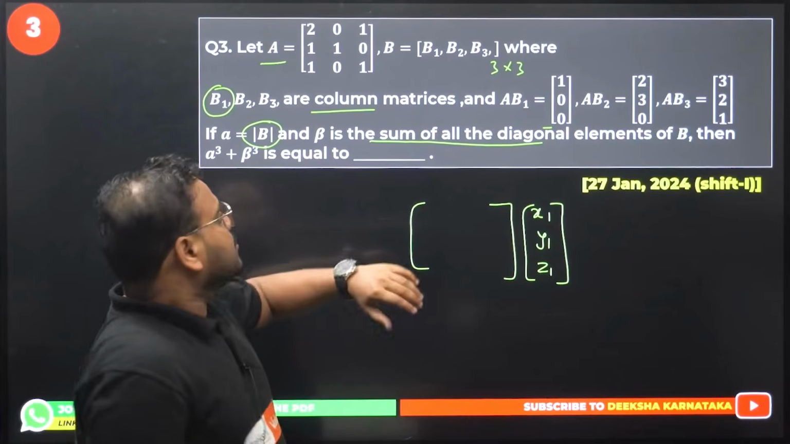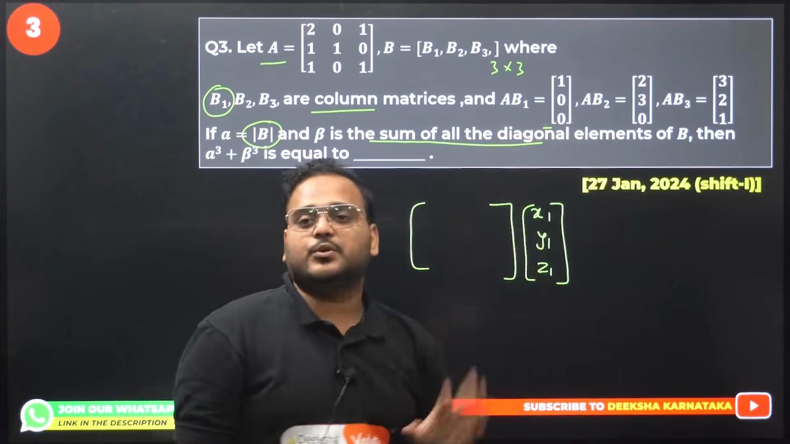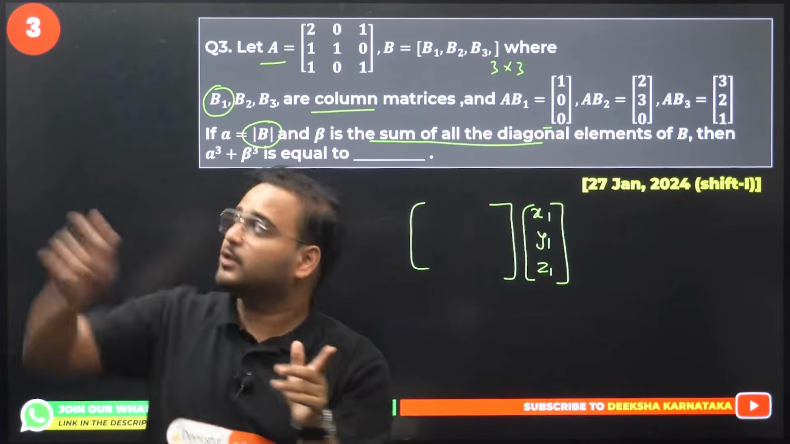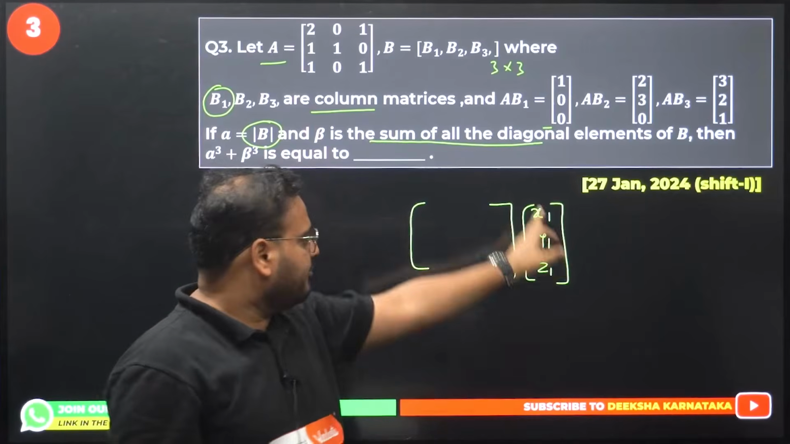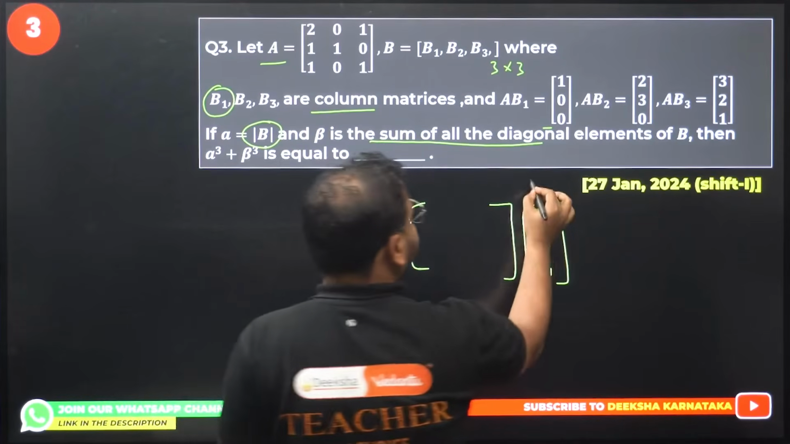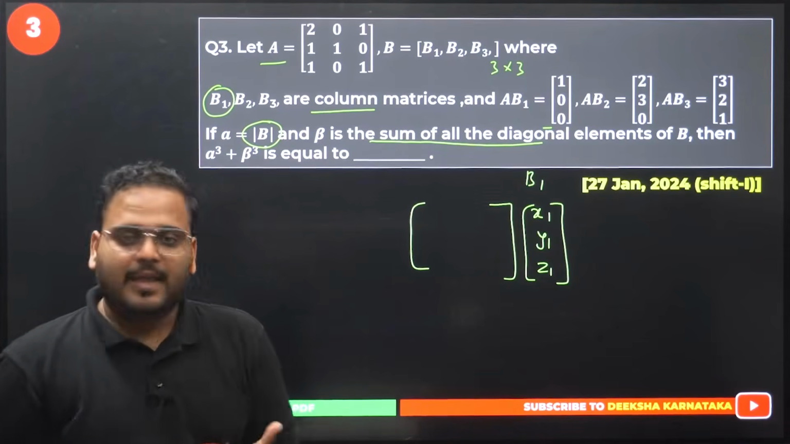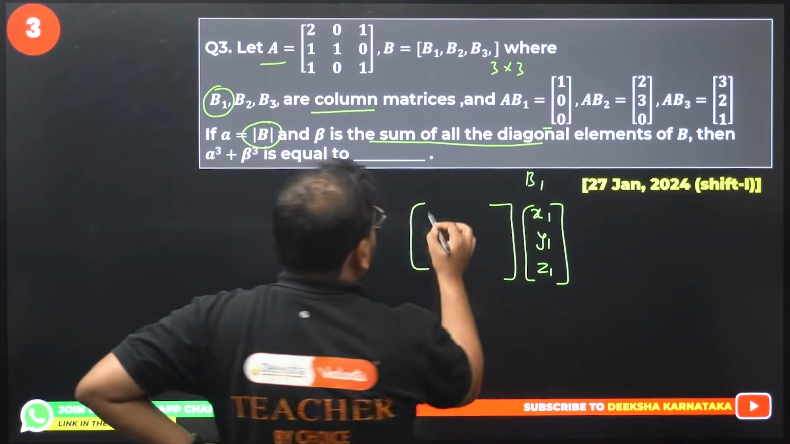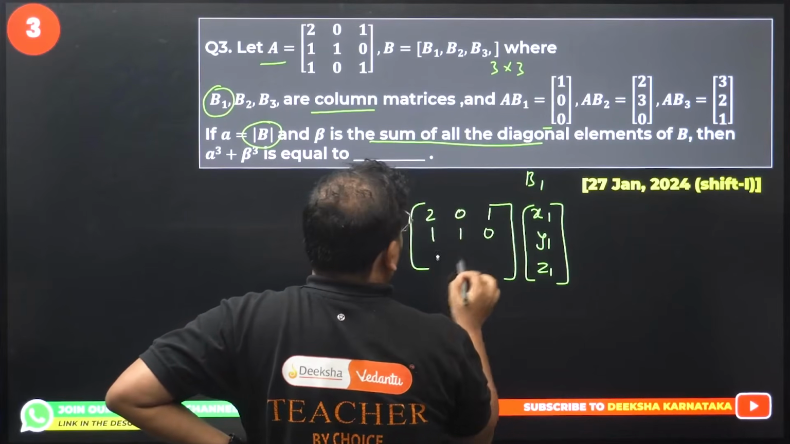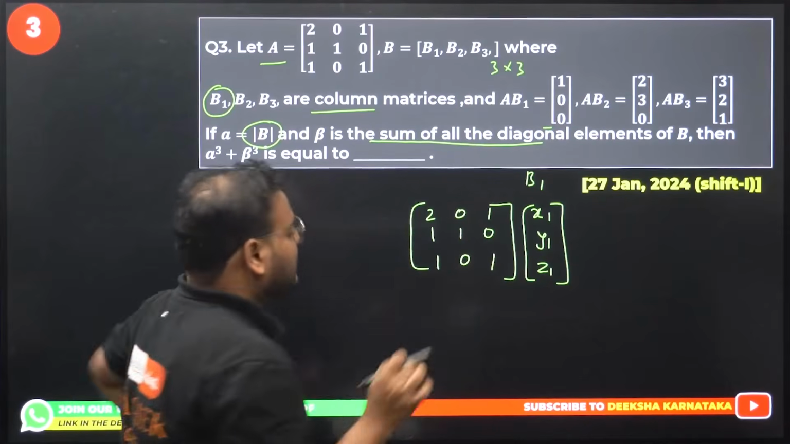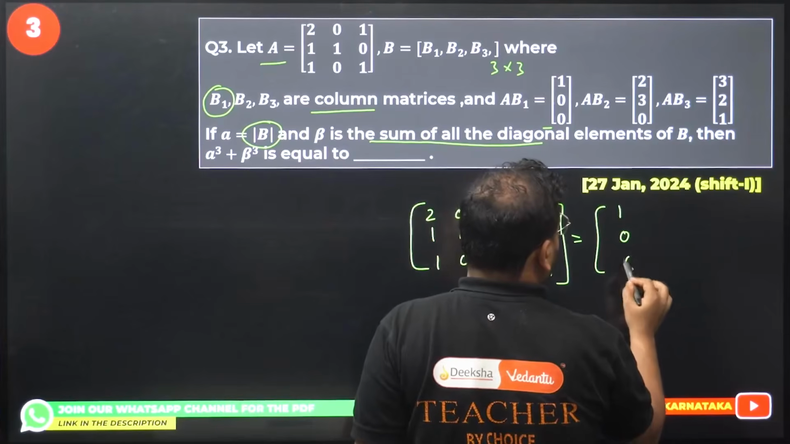Okay, so how do you find matrix B? We're going to use the 3 equations given to us: the product of the matrix A, which is a known matrix, with the unknown matrix, which is B1, B2, B3. First I've taken this as my B1 matrix, X1, X2 and X3. Let me write this: 2 0 1, 1 1 0, 1 0 1. Now this product is equal to 1 0 0.